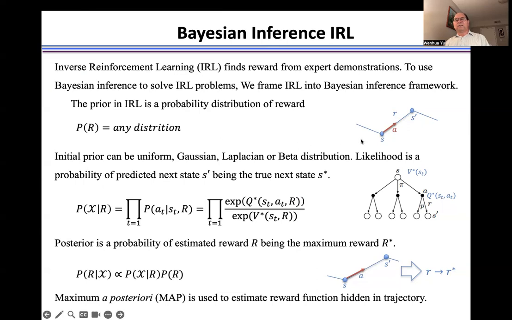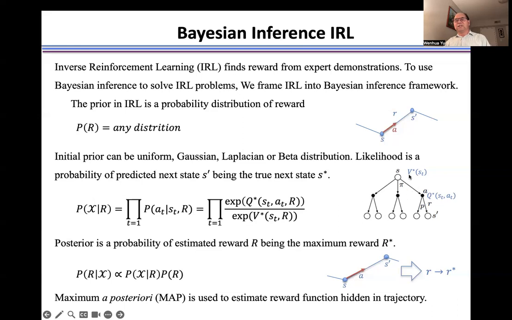So based on the prior, the agent starts from its current state, takes the action A, and moves from the current state to the next state. The likelihood is the probability of the predicted next state being the true next state.